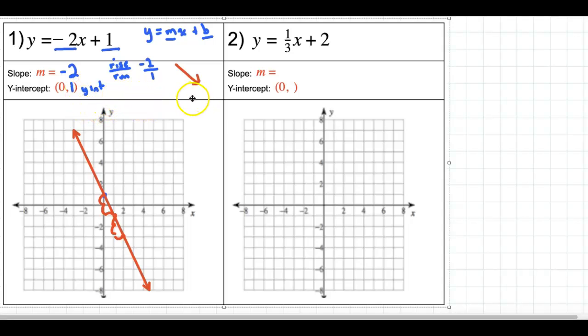Okay. Let's move on to the next one. This one's for you to do. So you're going to decide what is the slope. Okay, where's the slope? What is the slope? And what is the y-intercept? Start with the y-intercept. Start with the y-intercept and then do rise over run and go ahead and graph it.